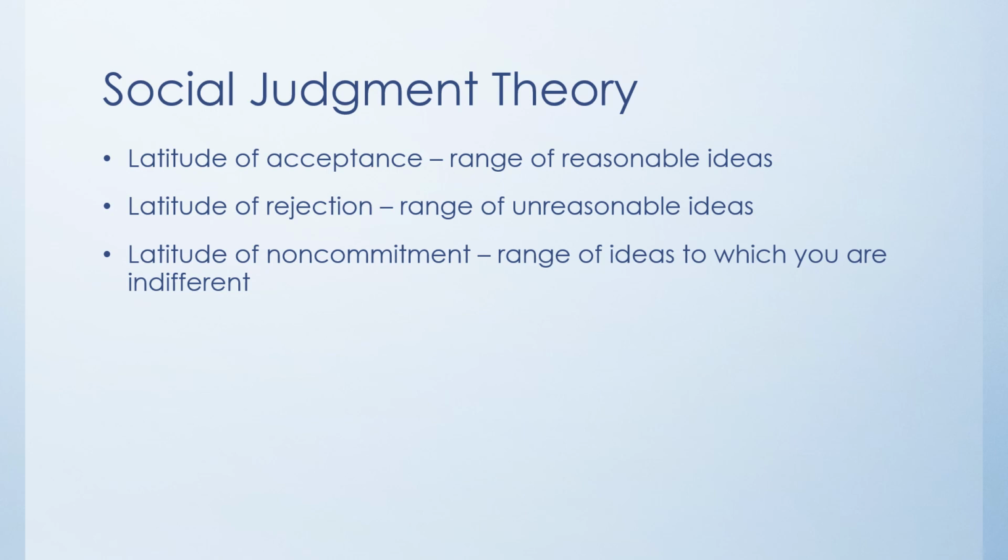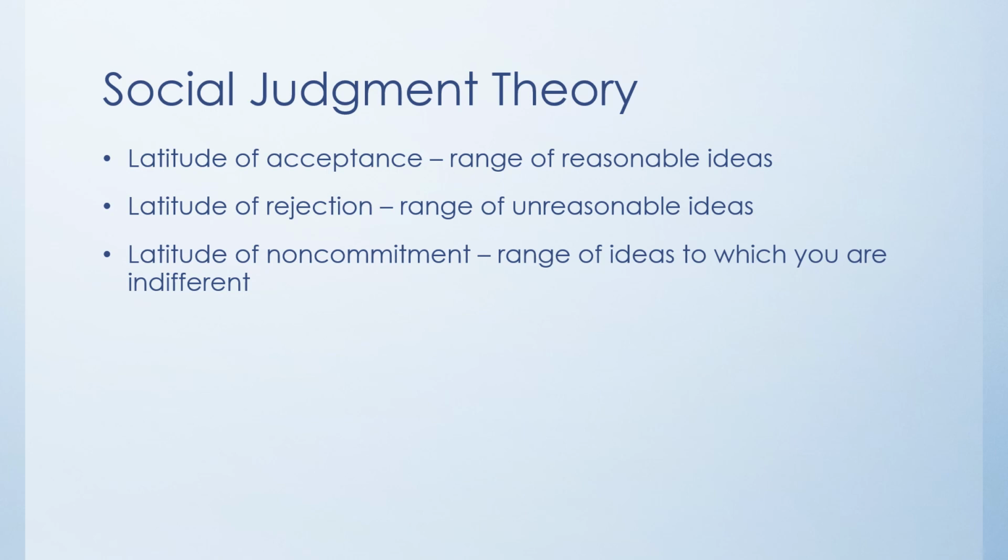So when we are managing a conflict, we're going to probably gravitate toward ideas that are within our latitude of acceptance, or if we're willing to compromise and accommodate our partner, we might be willing to venture into our latitude of non-commitment. Your latitude of rejection tends to be the ideas you consider unreasonable. Those might be your deal breakers.